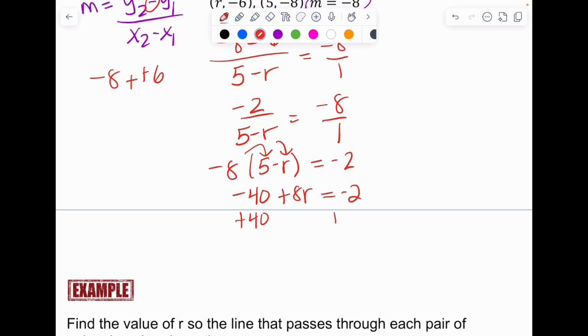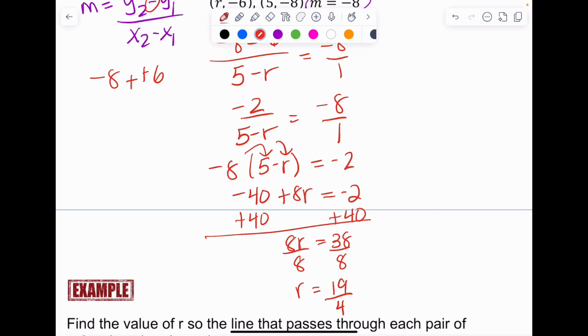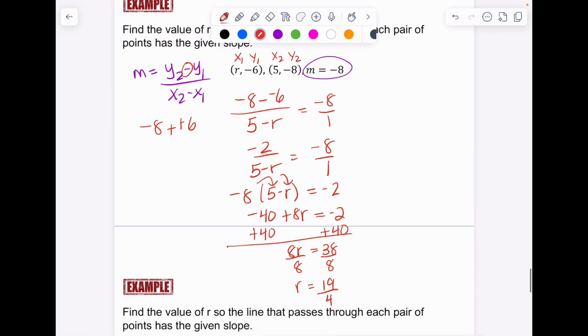We're going to add 40 to both sides. So I get 8r is equal to 38. And when I divide both sides by 8, you get 19 over 4 when simplified. So if you take the points 19/4, comma -6, and 5, -8, to keep this video shorter, it's already running long, you can find the slope between those 2 points, and you can check your answer to get -8.